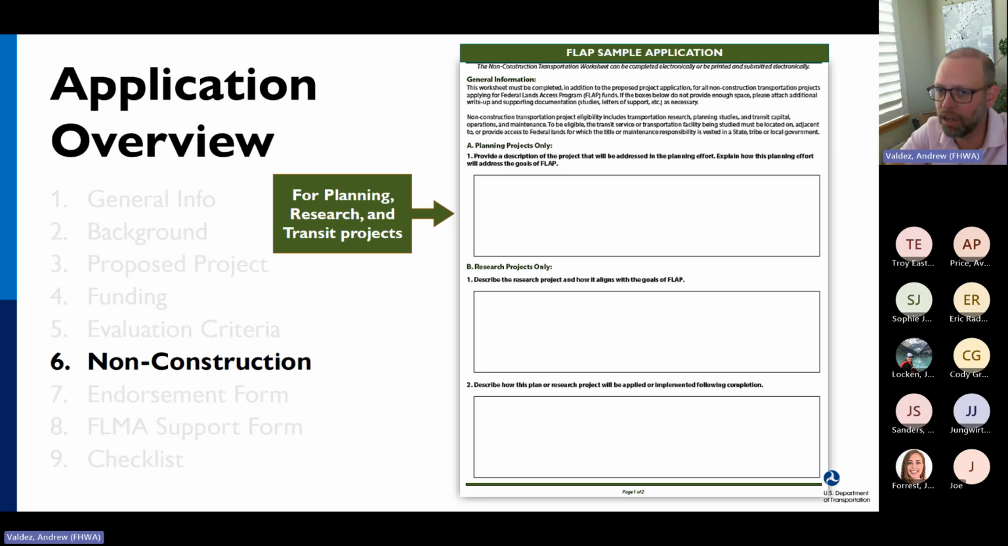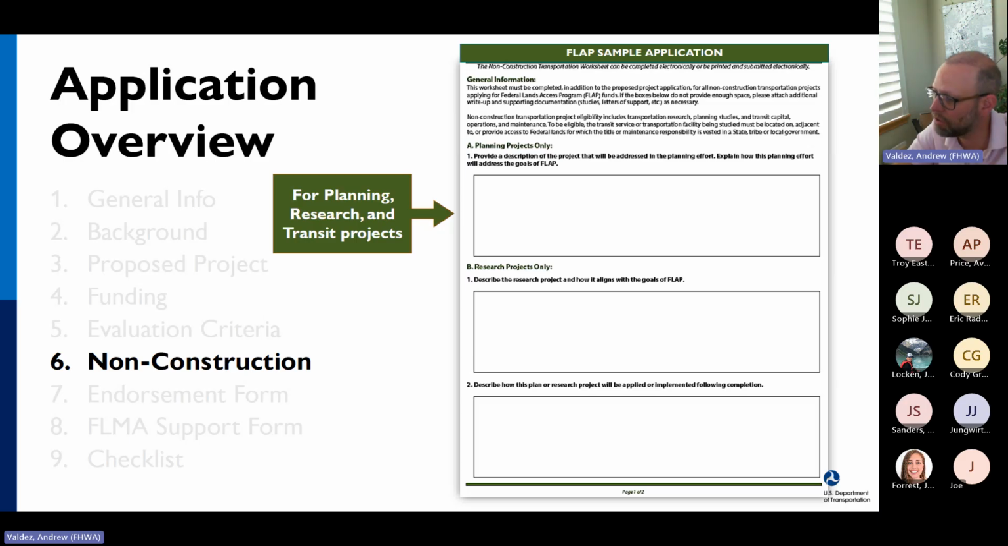We've also provided non-construction worksheets for projects like transit, planning, research. This is less quantitative, obviously, and kind of more narrative based. I'd say the best research or planning type projects are ones that have a clear path to lead to projects. So things like corridor plans or feasibility studies, those would compete fairly well.